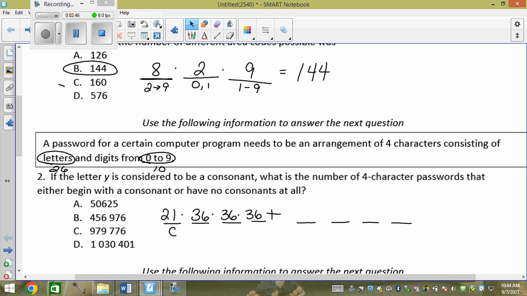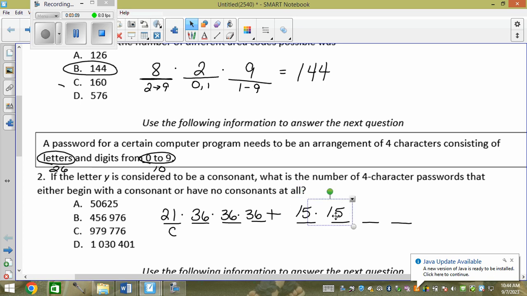Then this one says no consonants at all. So I have to kick out all the consonants. Now, it's easier to think, hey, my total number of options I have to choose from is 36. I have to take off the consonants, right? How many am I left with? 15. Or you could say, hey, there's 10 digits, there's 5 vowels, that's 15. Either way, you get 15, right? So it's 15, 15.